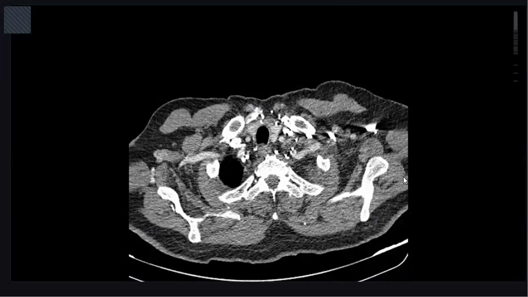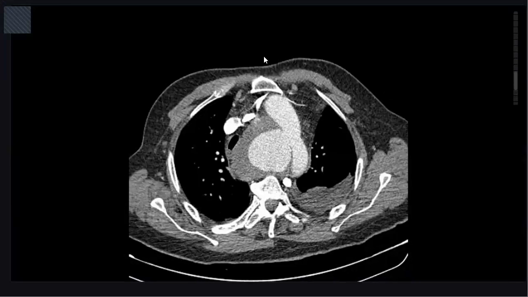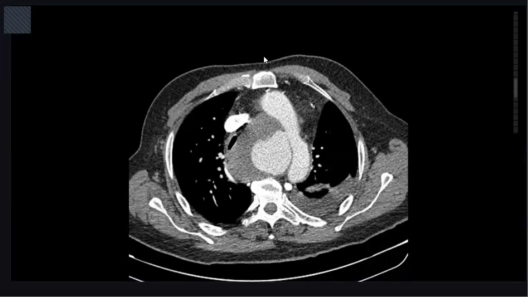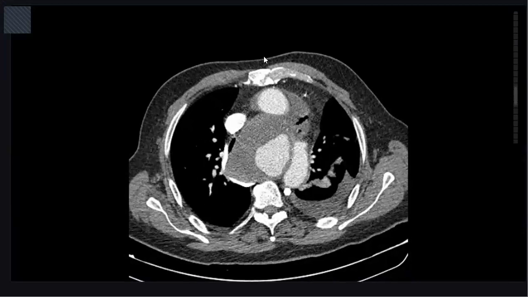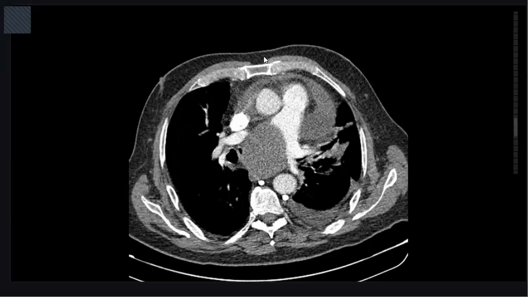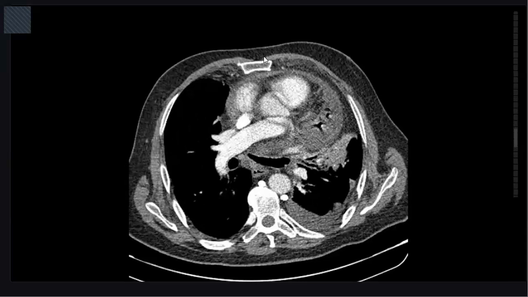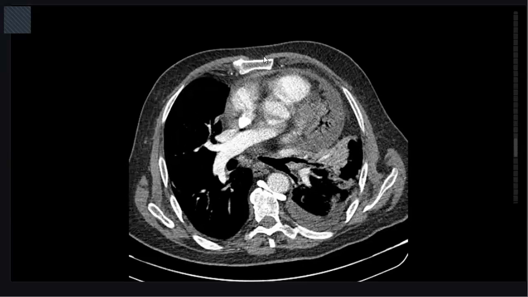A 60 years old male patient with chronic chest pain. I am scrolling through an axial CT scan with contrast for a 60 years old male patient with chronic chest pain. Yes, I would like to scroll through the whole images.